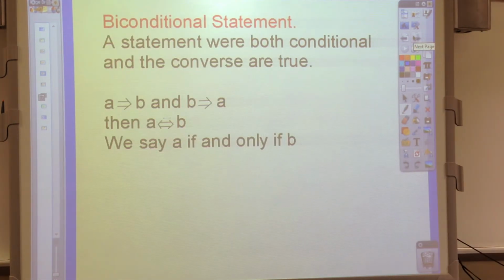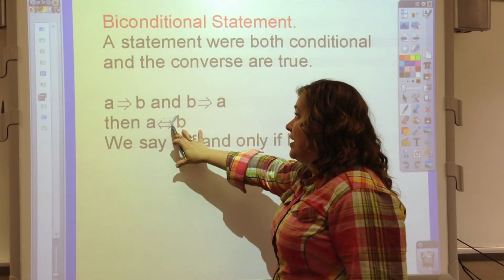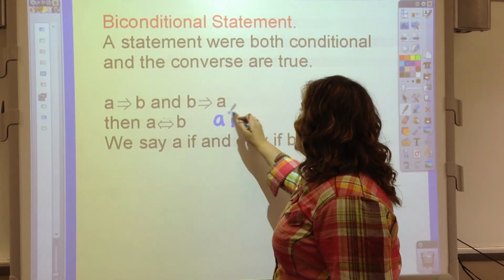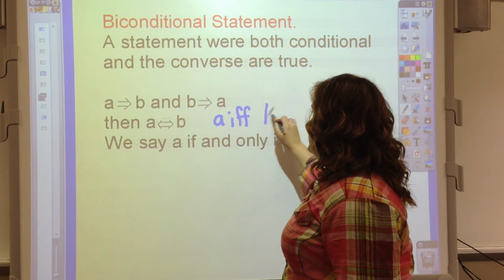We have a biconditional statement that we need to learn about today. And that means if A implies B and B implies A, then we can say it is biconditional. It goes in both directions. We often say if and only if.